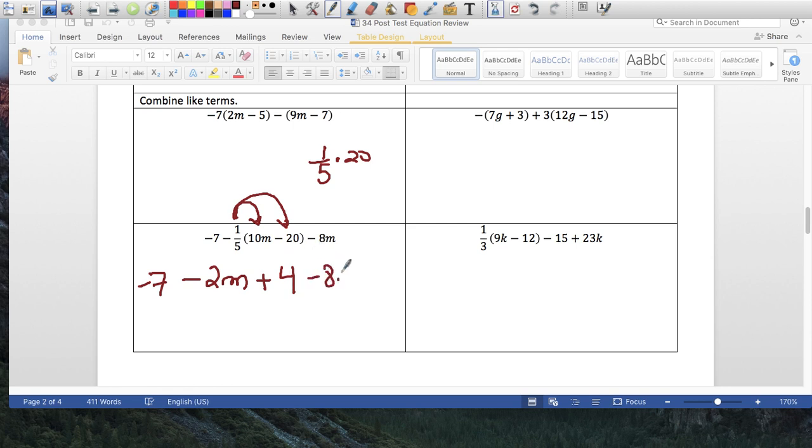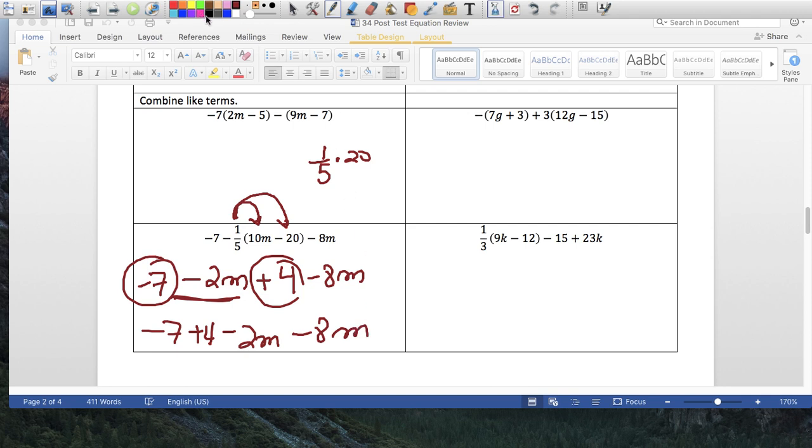And then minus 8m. Do not multiply the 1/5 with the 8 because the 8 is not inside the parentheses. Combine like terms. Let's combine this guy and this guy. So we got -7 plus 4. And then we have -2m minus 8m. -7 plus 4 is -3. Put it down in the calculator. And -2m minus 8m is going to be -10m. Okay.